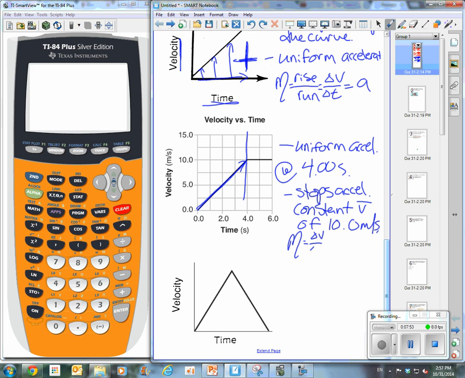Okay, we know that there's no longer an acceleration because this slope is a change in velocity over a change in time. Well, there's no change in velocity after 4 seconds. So it'd be like 0 over, we can say 2 here. So it'd be 0 meters per second squared.